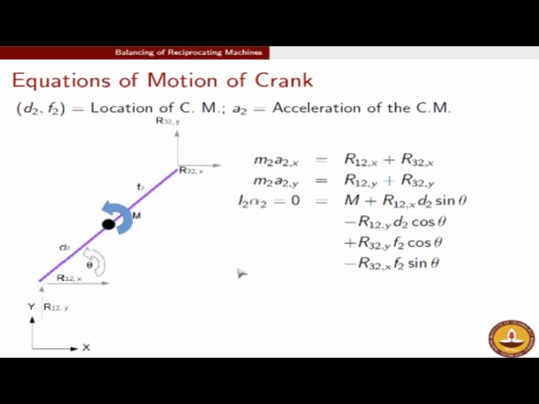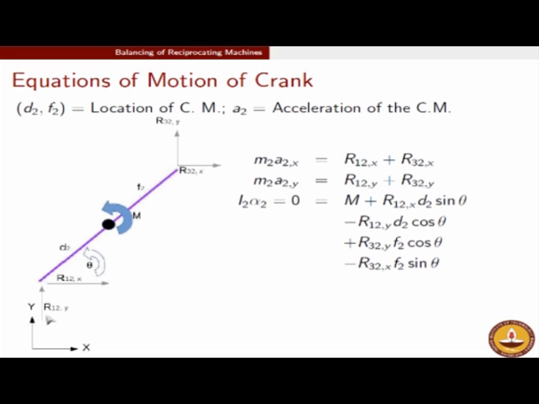The first one is the applied moment. The second one is the moment due to this force R12,x. So R12,x will have a moment arm about the center of mass given by d2 sine theta, which is perpendicular to the force. So R12,x times d2 sine theta is the moment. Please note the moment created by this R12,x is exactly in the direction of M. The direction of M has been taken as counterclockwise. So R12,x about this point is also creating a counterclockwise moment.